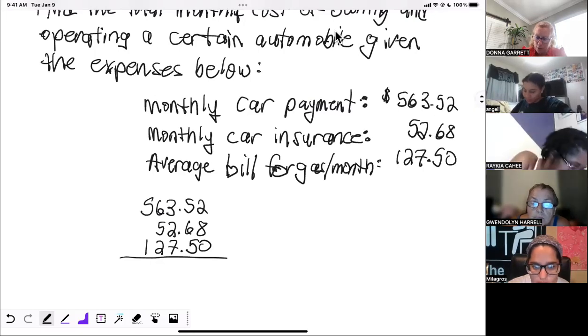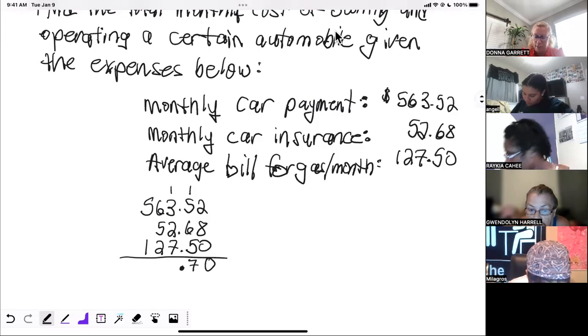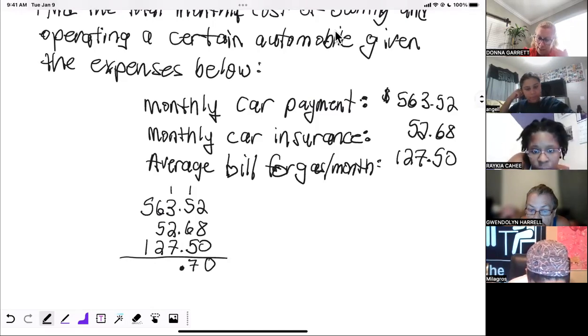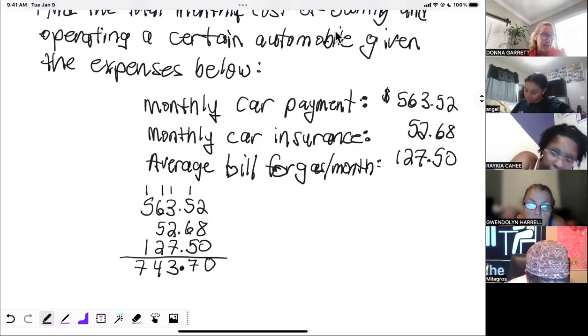So let's add them up. Okay, so we got 10. We got 5, 6, and 6 is 12, plus 5 is 17. Decimal place goes here. And remember, it's money too. We talked about making sure that if you're rounding something and it's money, you always do cents, but we're already rounded to cents. Okay, 3, 4, 5, 6, and 7 is 13. 6, 7, and 8, 9, and 5 is 14. 5, 6, 7. I got 743.70.